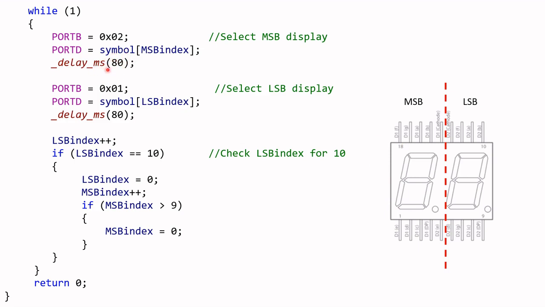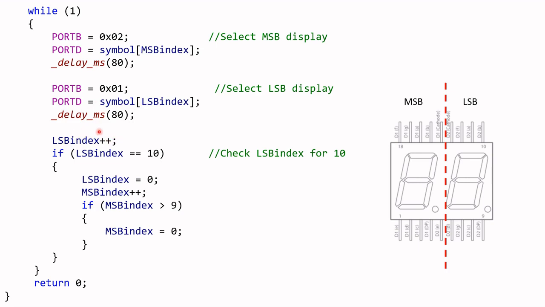Right, this 8-0, you really need to figure out yourself. There are no rules for this, but you'll see what I mean when I go into the demonstration later on. And here I'm selecting LSB. We send this out, and that will select this and deselect this. Then you get the symbol from the array, display it, do a delay, and then here we increment LSB index by 1.